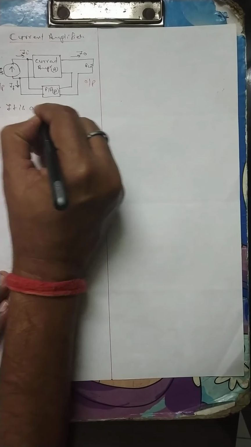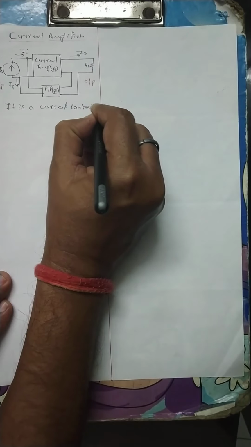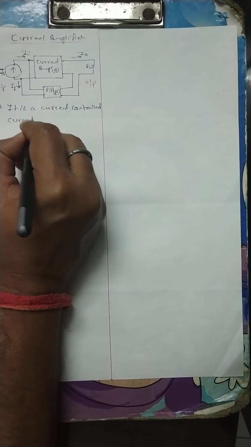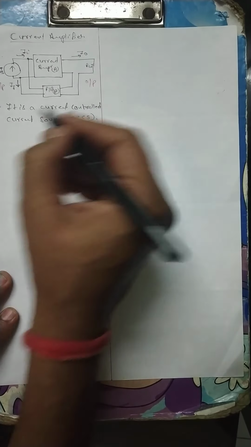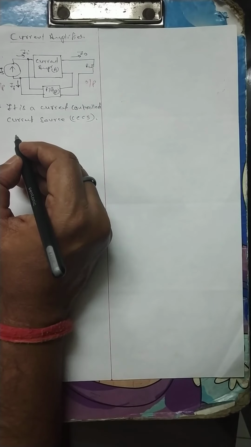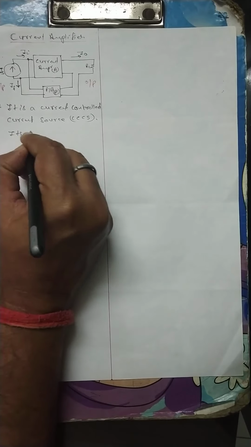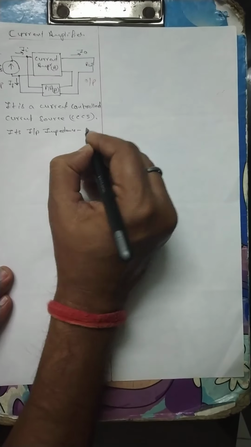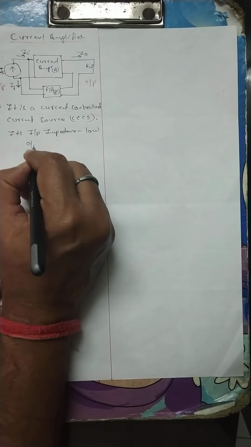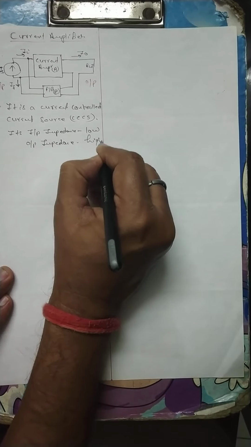We can also say that it is a current controlled current source. Well, if it is a current controlled current source, then of course its input impedance is low, whereas its output impedance is high.